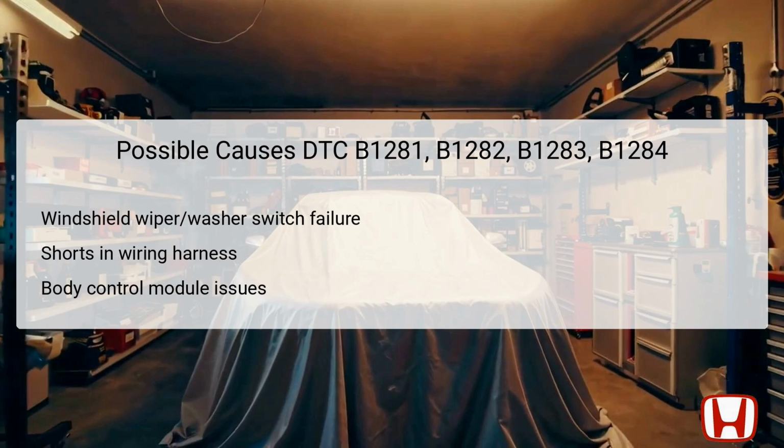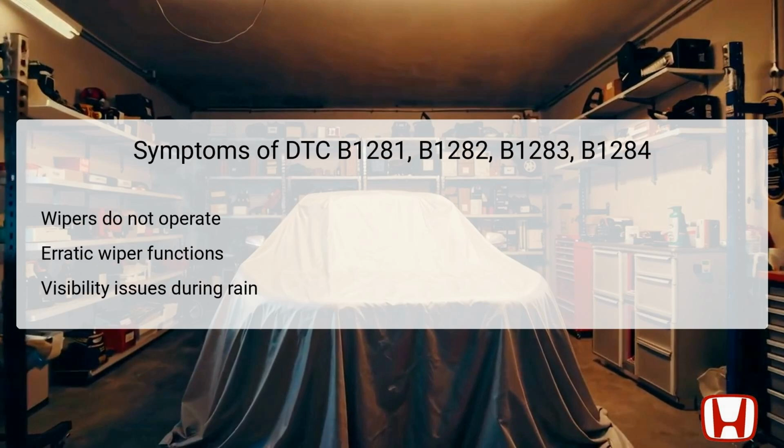Finally, issues with the BCM itself can contribute to the problem. If the BCM is corrupted or malfunctioning, it may not process the signals from the wiper switch accurately, leading to intermittent or outright failures in the wiper operation. Recognizing the symptoms that accompany the DTCs B1281, B1282, B1283, and B1284 is vital for early diagnosis.